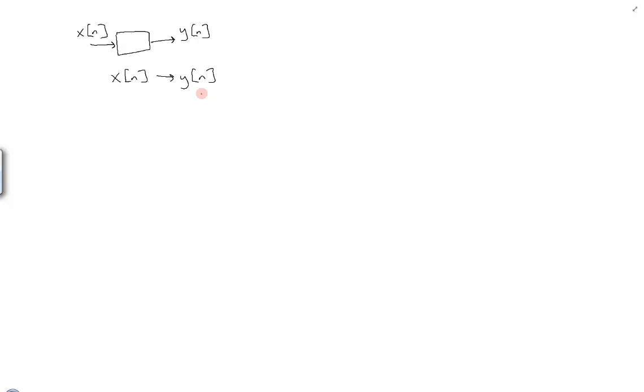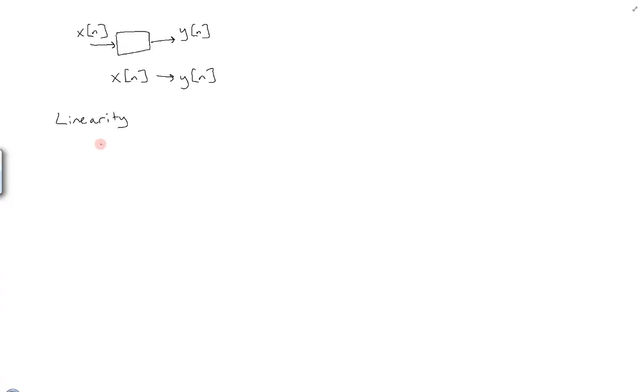So the first thing we're going to talk about is linearity. In order for a system to be linear, it has to hold that a superposition of inputs creates the same superposition of the corresponding outputs. Let me illustrate what I mean.